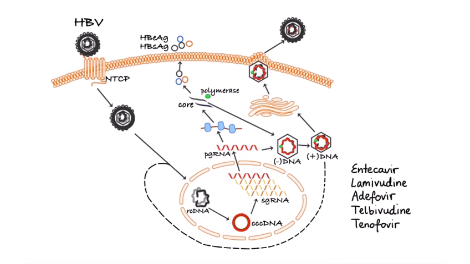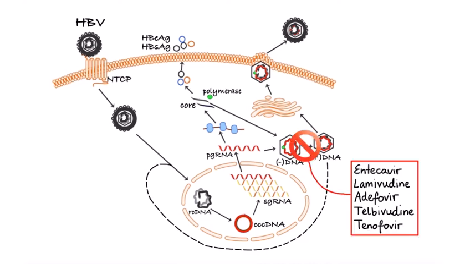We have drugs like entecavir, lamivudine, adefovir, telbivudine, and tenofovir. What each drug does is interfere with the conversion of the negative strand DNA to the positive strand DNA, and this inhibition of positive strand DNA directly interferes with the normal maturation of the hepatitis B virus.